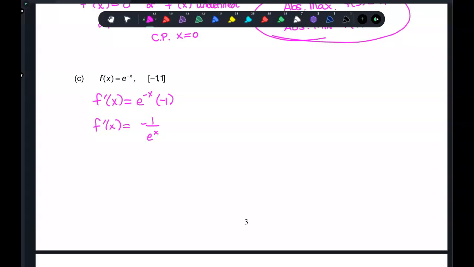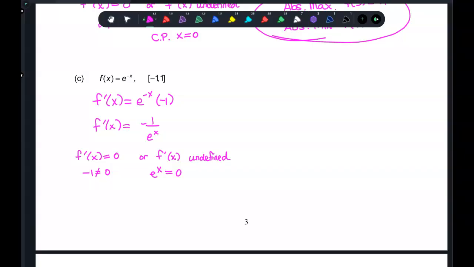Okay, checking my critical points. So remember what I said on the previous one. If I'm checking where f prime of x equals 0, not possible, right? I can't set -1 equal to 0. So that's not going to work. Or where is f prime undefined? Okay, well, I could try to set e to the x equals 0 and solve it.